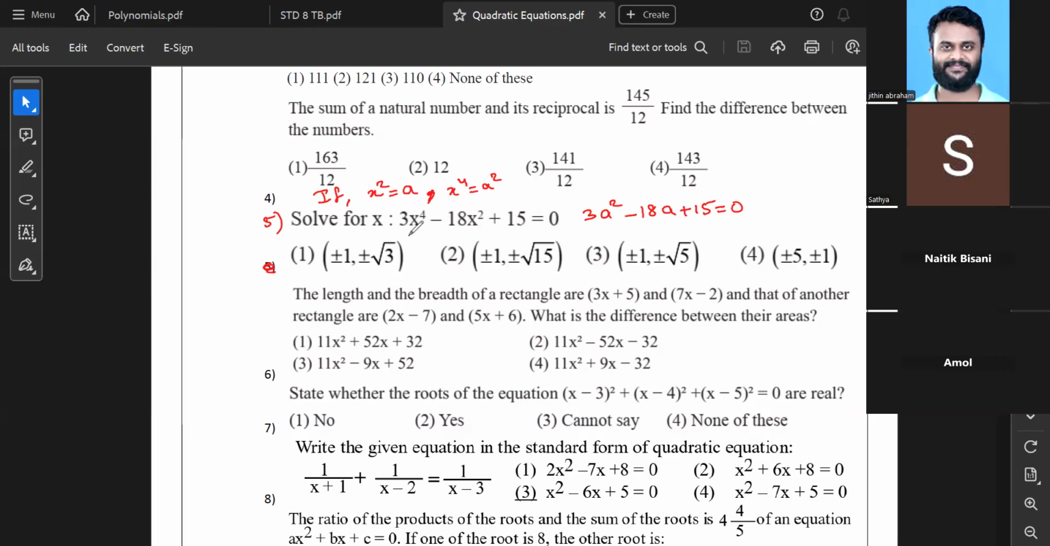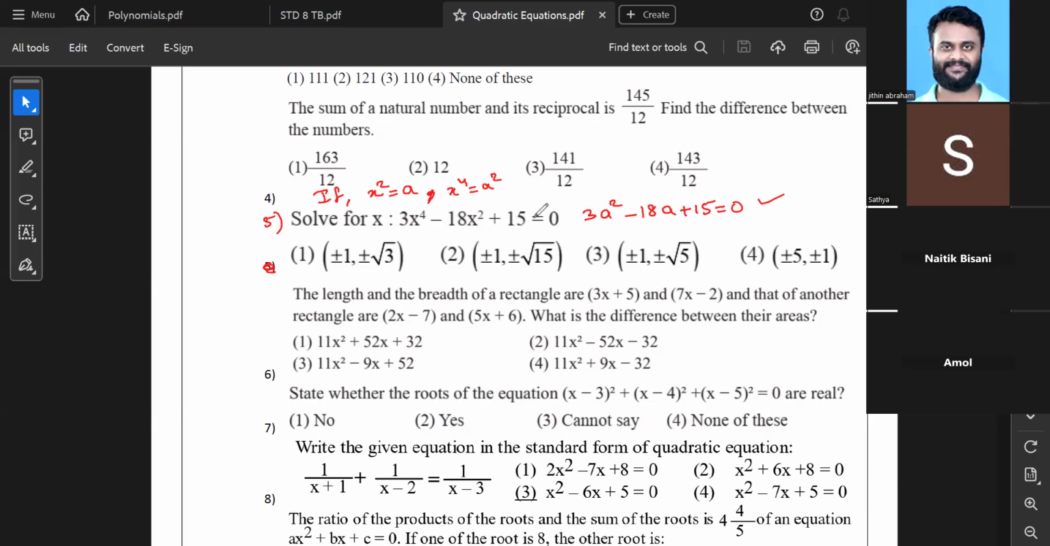Now, yes, I cannot solve this directly, but I can solve this. This is allowed because the quadratic equation simply says it can be any variable. It is not compulsory that it should always be x. It can be any variable. That variable must have the maximum power of 2. That's it. I hope I'm clear. So this is allowed. Okay.